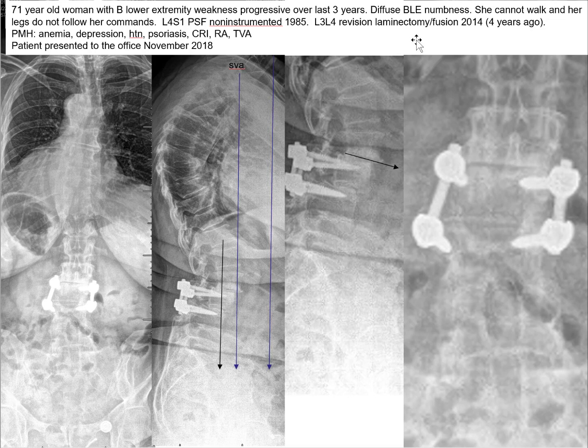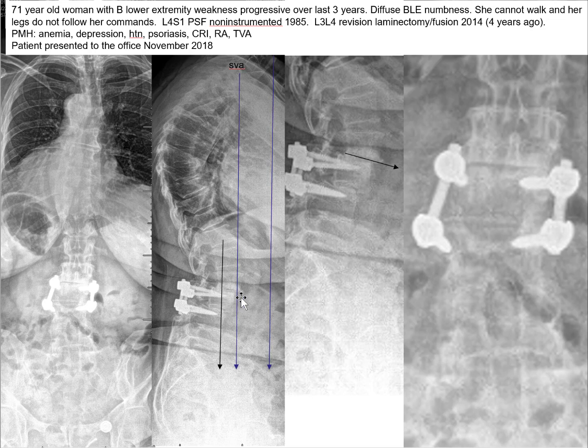You can see on the AP view, the spine is pretty straight. The right L3-4 screws look good. The left one's a little bit suspect, maybe lateral. On the lateral view of the entire spine, she has a pretty significant thoracic kyphosis, more than usual. A plumb line dropped from C2 is way anterior to the sacrum. A plumb line from C7 looks like 3 to 4 centimeters anterior to the sacrum. And a plumb line from the middle of T12 is at the very anterior portion of the sacrum. So her torso is definitely pitched forward.